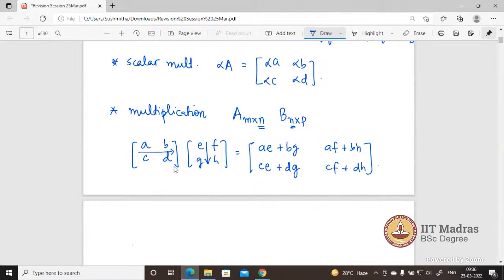So this is how matrix multiplication is defined. This is not the usual way we multiply, so we need to be careful about this.